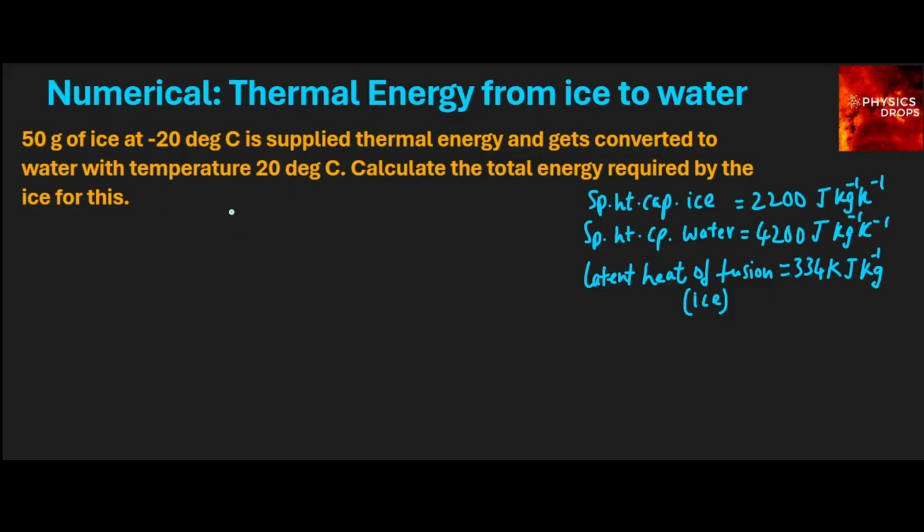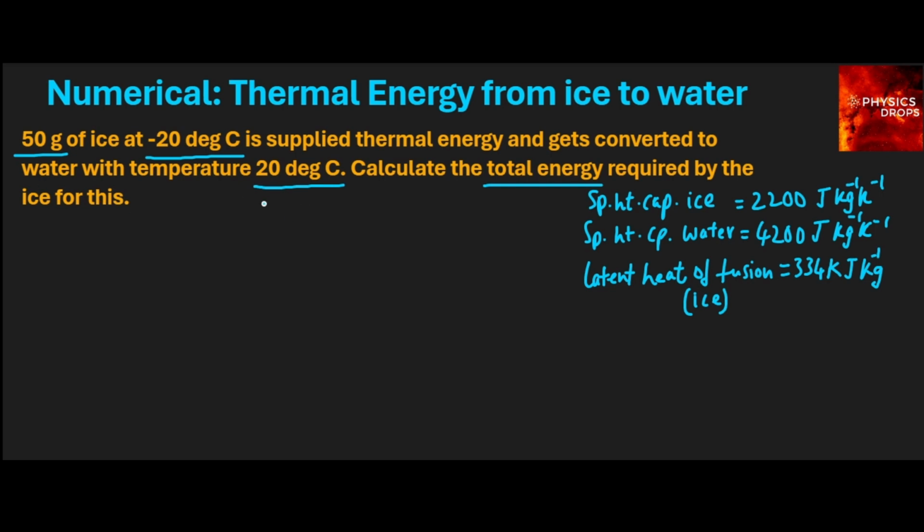Alright, we have a question here which says 50 grams of ice at minus 20 degrees Celsius is supplied thermal energy and gets converted to water with temperature 20 degrees Celsius. The question is to calculate the total energy required by the ice for this. For the 50 gram of ice to become water at 20 degrees Celsius, what is the total energy required?